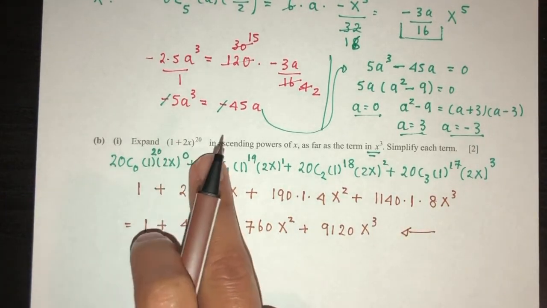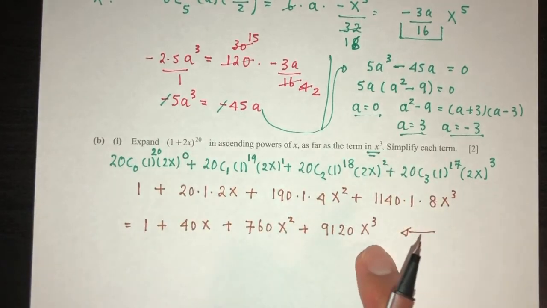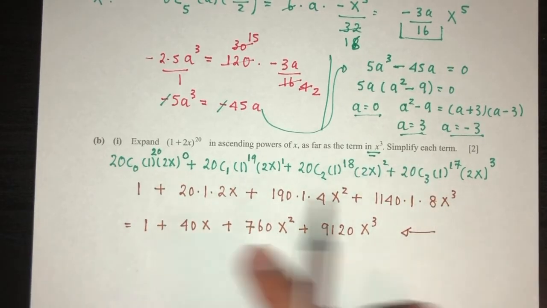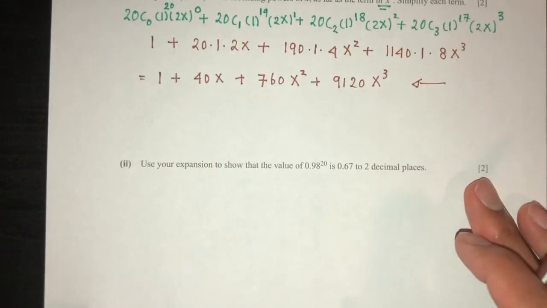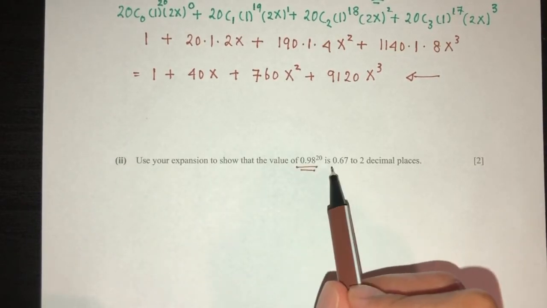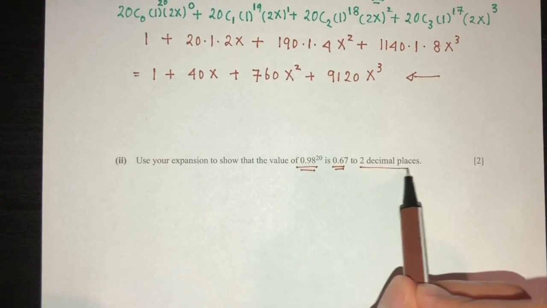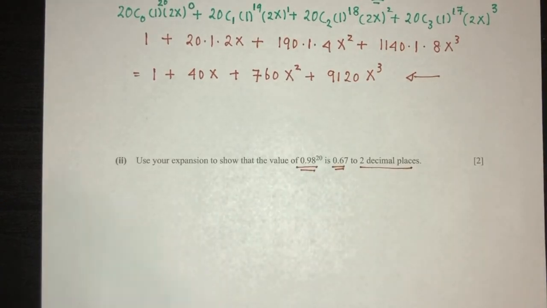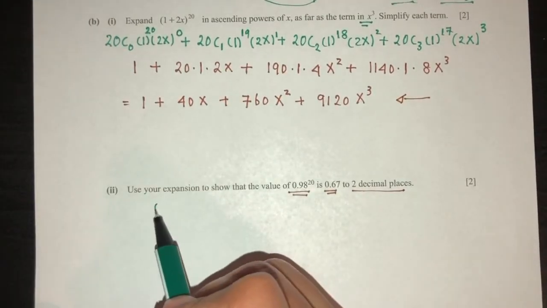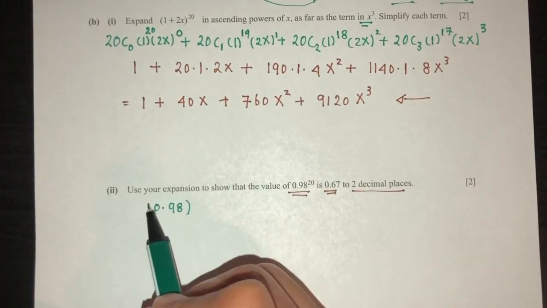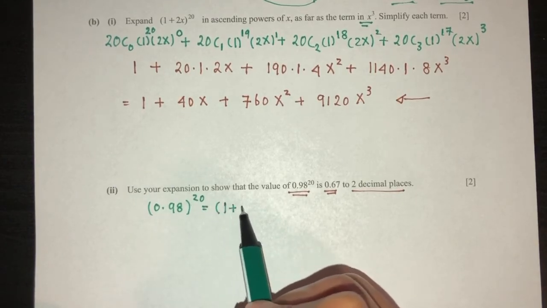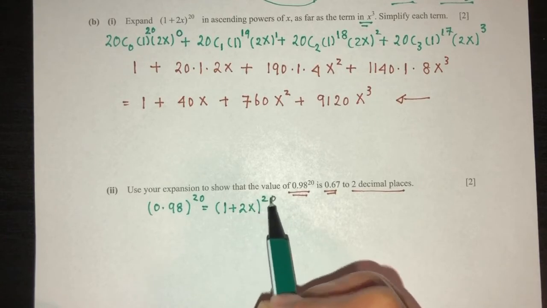That will be the expansion of this until the term in x squared, x cubed, and in ascending powers of x. Simplify. As you can see here, we have this. This is part B. Now for part 2, use expansion to show that this is this correct to 2 decimal place. So basically we have to find a way to express this as this. If you observe here, we have 0.98 power 20. How can you express this as 1 plus 2x 20?